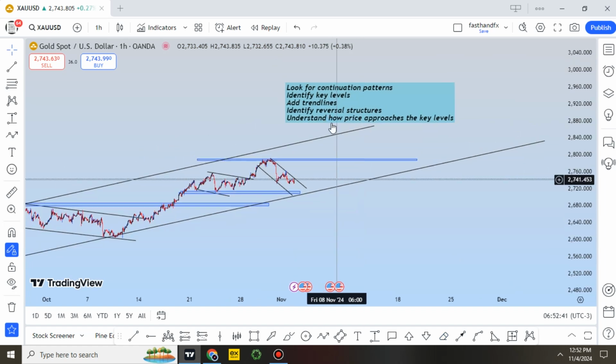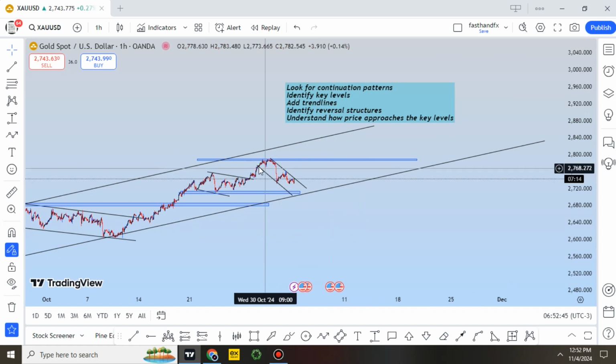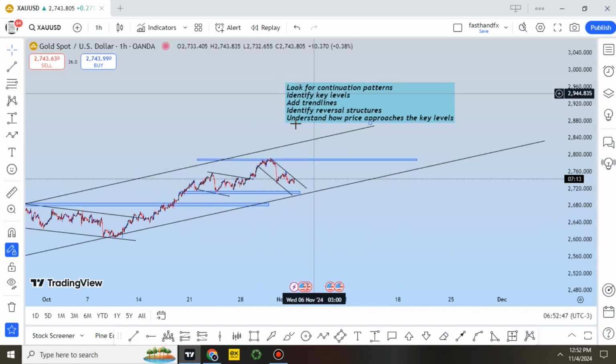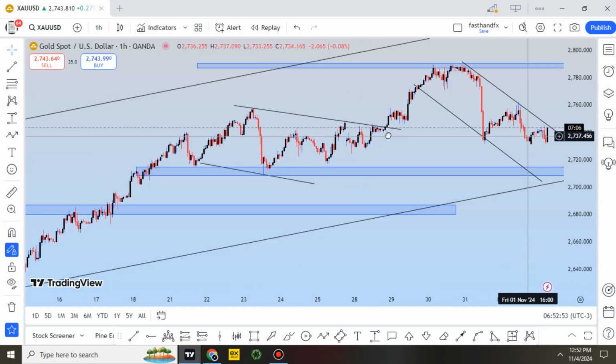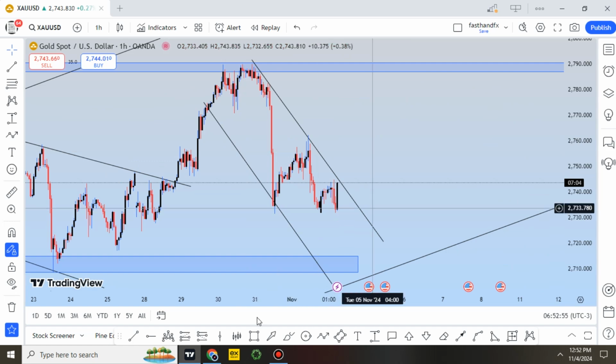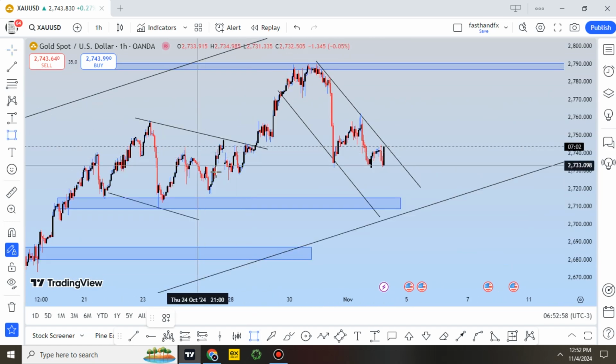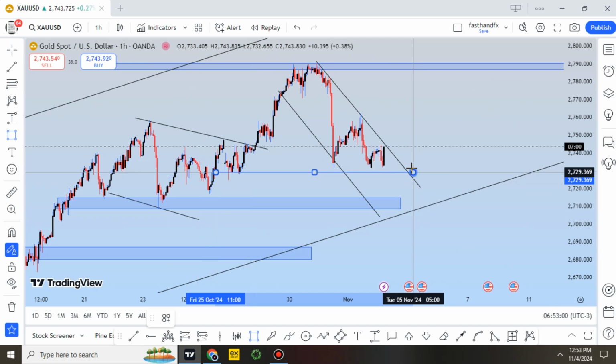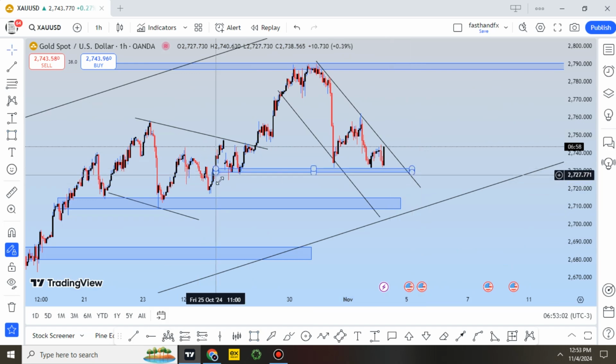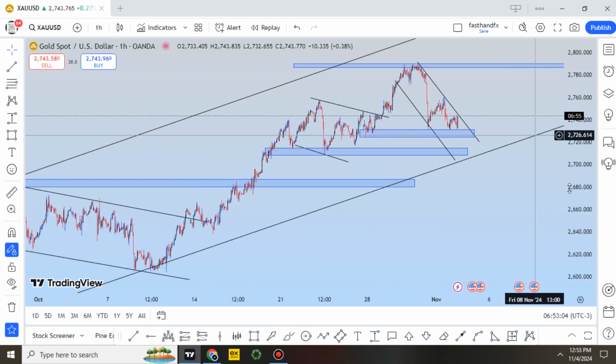So let's continue. Identify reversal structure. Have we added trend line? Yes, we've added trend lines, this one and this one, to make that continuation pattern. Then now identify reversal structure. For now, we've seen that price already is giving us a double bottom right there, because we have another level right here. If we cater for this zone right there, price is giving us a double bottom, right?